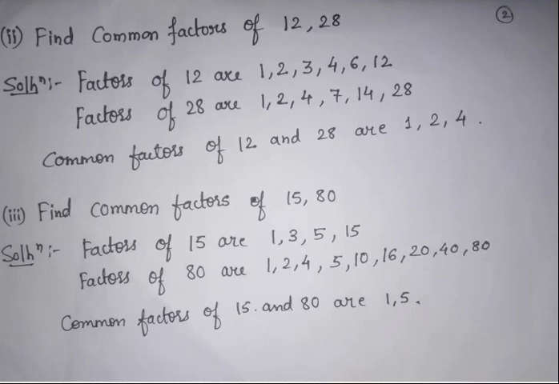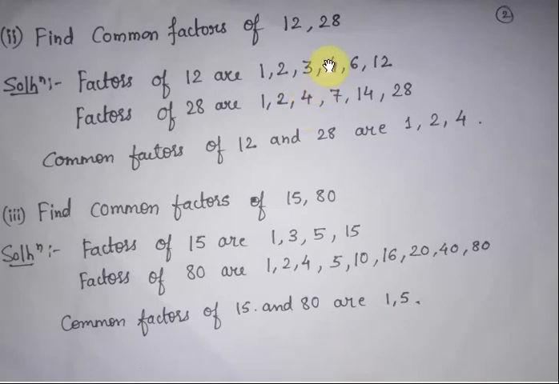In the next example, you have to find the common factors of 12 and 28. We'll repeat the same process as earlier. First of all, we find the factors of 12: 1, 2, 3, 4, 6 and 12. Factors of 28 are 1, 2, 4, 7, 14 and 28. Now see which are common among both of them. 1 is present in both series, 2 is also present here and here, 4 is present here and here also.